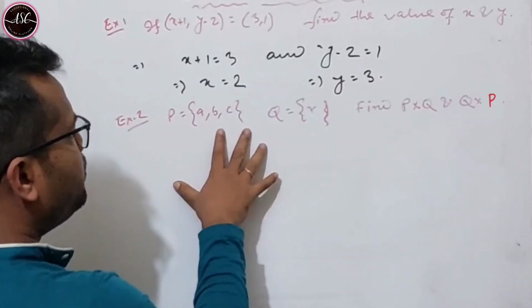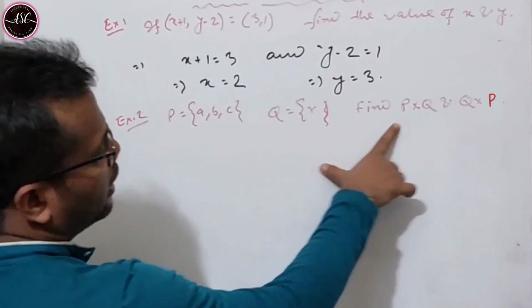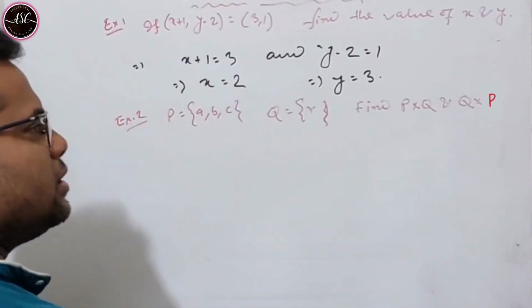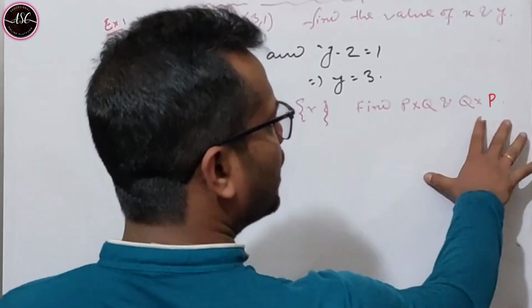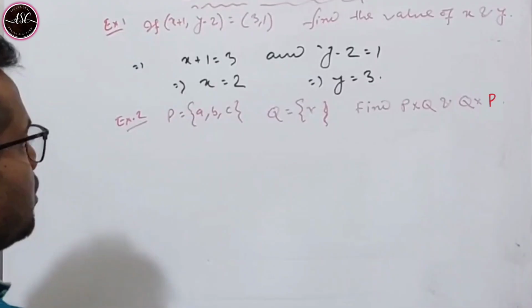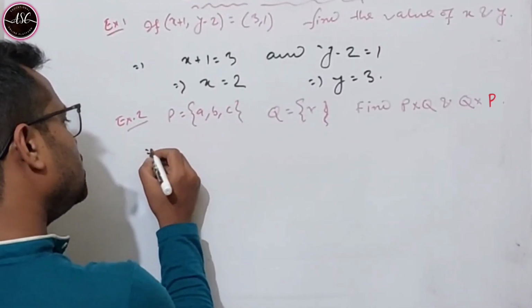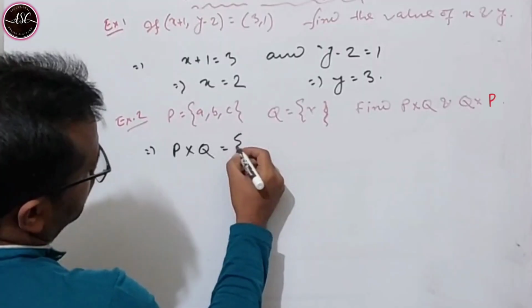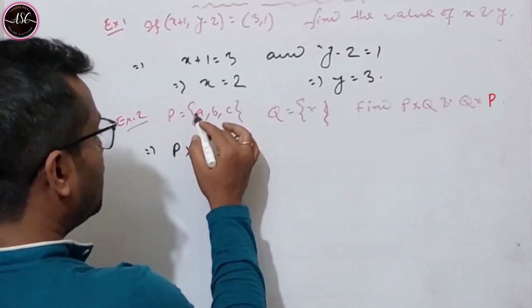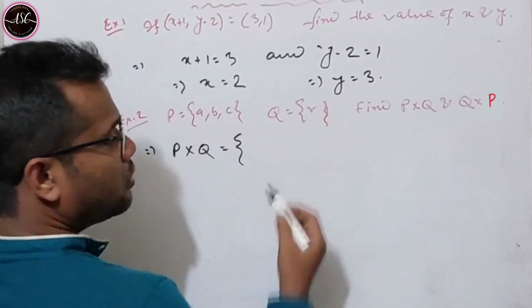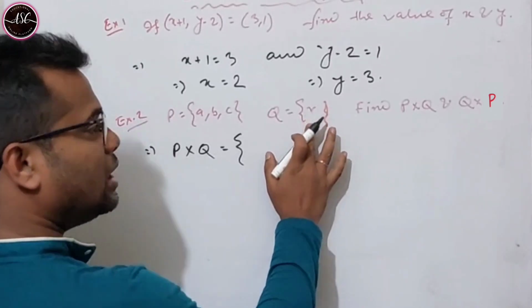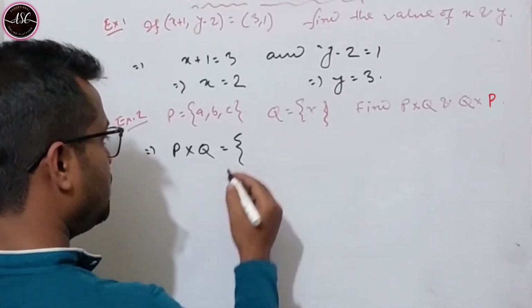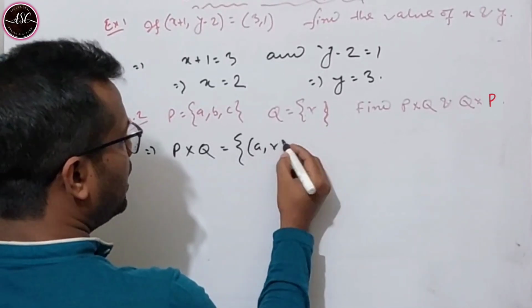Here in this question, P equals {a, b, c} and Q equals {r}. Then find the Cartesian product of P and Q, and of Q and P. Now let's do this. Here P cross Q. What we learned is that we take the first element with the first element of the second set. Then we can write this as (a, r).